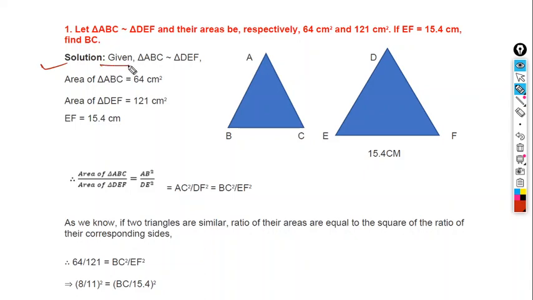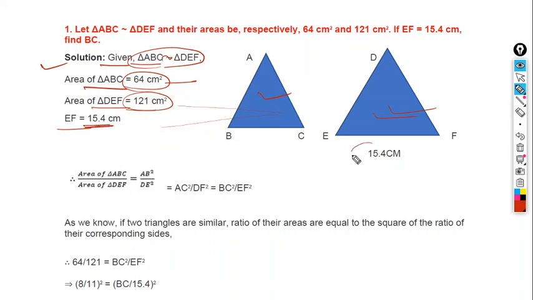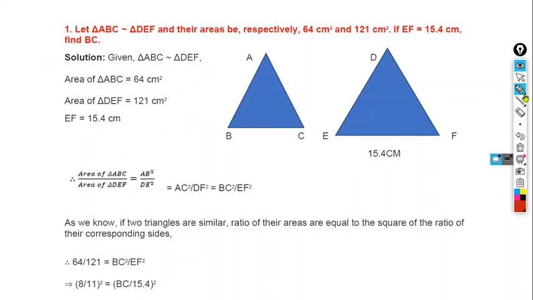Solution. Given. What is given? Triangle ABC is similar to triangle DEF. These two triangles are similar. Area of triangle ABC equals 64 cm square. Area of triangle DEF equals 121 cm square. It is also given that EF equals 15.4 cm. Now we'll move to the proof section.